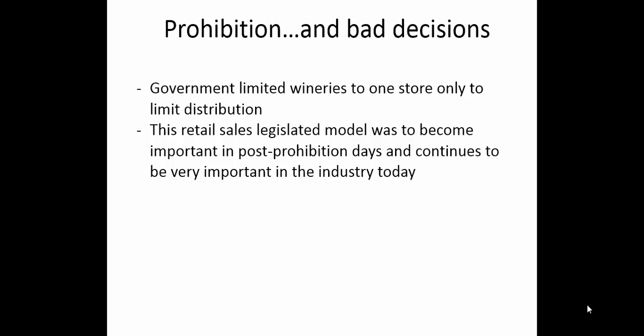So part of Prohibition was the government limiting wineries to only one store. They didn't want multiple stores. They wanted one store only in the hopes that this would limit the distribution and sale of alcohol. This legislated retail sales model was to become important in post-Prohibition days, decades later, and in fact continues to be a very important part of our industry today and a very contentious part.